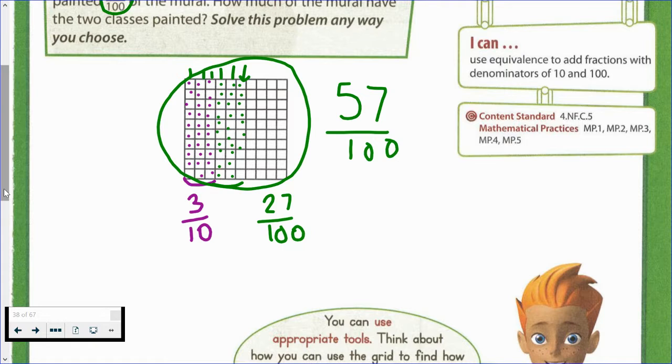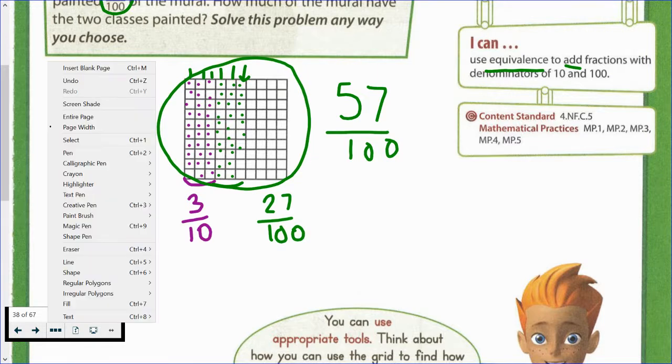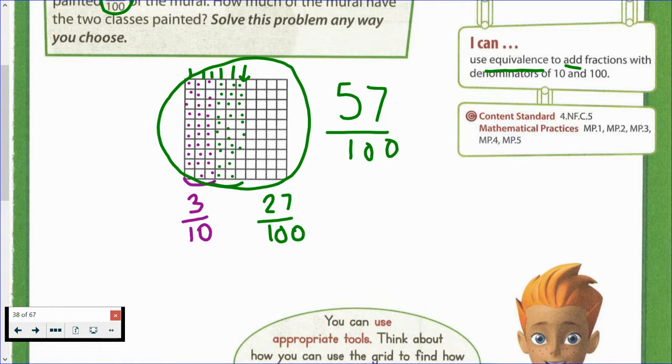So what we're actually going to be doing is we are going to be using equivalent fractions and then adding fractions. So here's what this would look like. We have learned in math class that you cannot add fractions unless they have a like denominator. So if we were to try and add these fractions right now, we can't do it because the denominator of 10 and the denominator of 100 don't match. So the only way that we could add these is for them to have the exact same denominator.